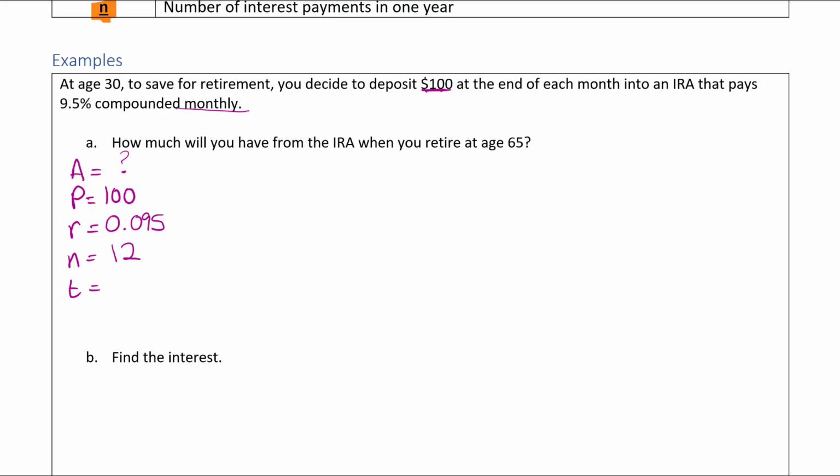And then the T is a little bit tricky because it gives you two numbers here. It gives you this 30 and it gives you the 65. So you're 30 right now. You're going to stop at age 65. To find out how many years that is, we're going to take 65 minus 30, and that gets us 35. So we're going to be depositing money in our account for 35 years.